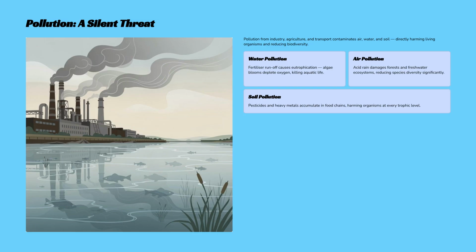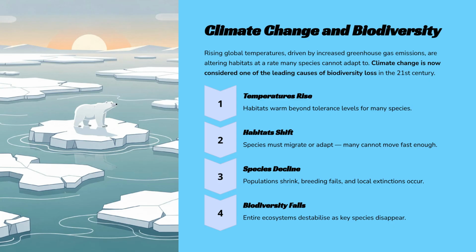Pollution acts as a silent threat. Industrial and agricultural waste can poison air, water, and soil, significantly reducing species diversity. Climate change forces habitats to shift or warm beyond tolerance levels. As species fail to adapt or migrate, biodiversity declines and entire ecosystems destabilize.